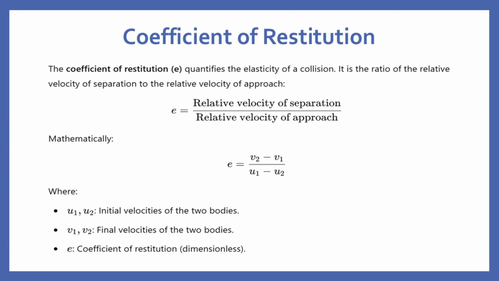Mathematically, the coefficient of restitution is calculated as the difference in final velocities of the two bodies divided by the difference in their initial velocities. This dimensionless value ranges from 0 to 1, where 1 indicates a perfectly elastic collision with no kinetic energy lost, and 0 represents a perfectly inelastic collision where the objects stick together. Understanding this concept helps in analyzing and predicting the outcomes of various collisions.